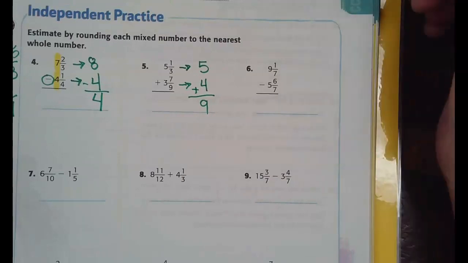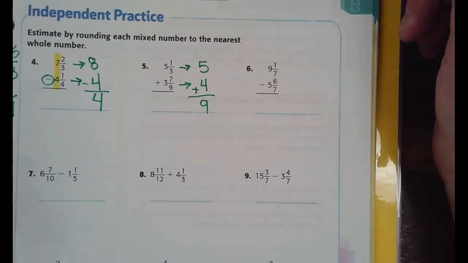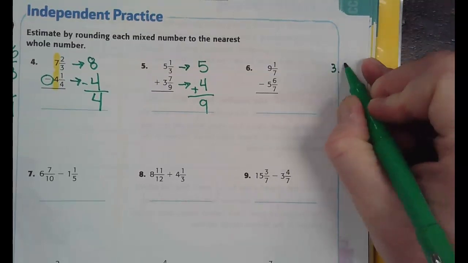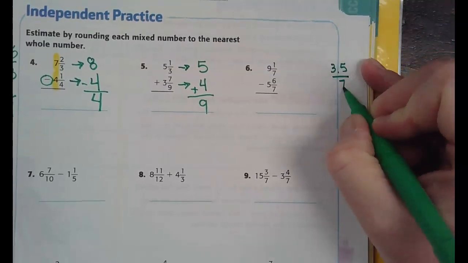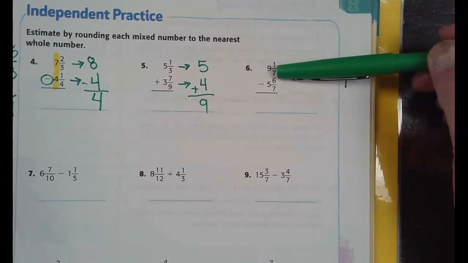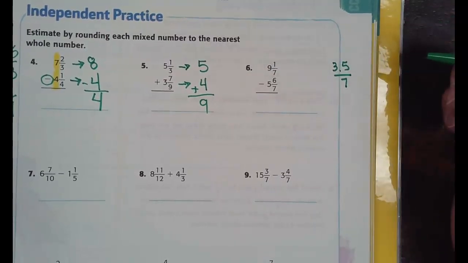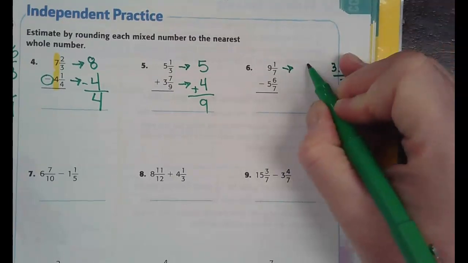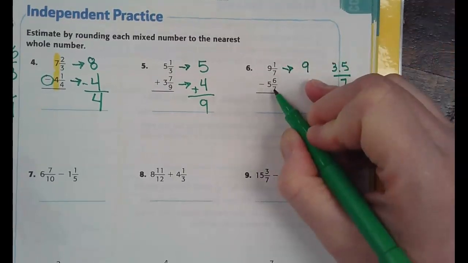What is half of 7? Blurt. 3 and a half. 3.5 over 7 is half. What are we gonna do? Show me with 1/7. 1/7 is going to be safe, so my new number is going to be what? 9.